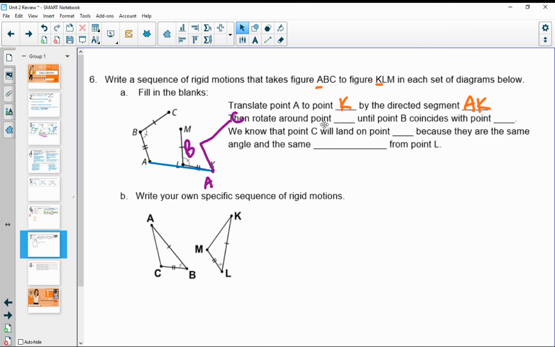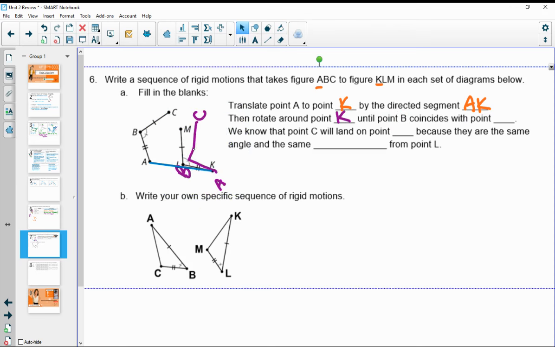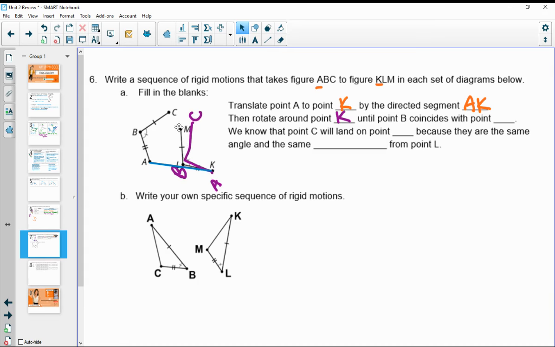Then it says, then rotate around point K. So we've already got them on top of each other. Rotate around point K until B coincides with what? What is B supposed to rotate down onto? B is supposed to rotate down onto L. So we're going to rotate, keeping A and K on top of each other until B lands on L. We know that point C will then land on M.